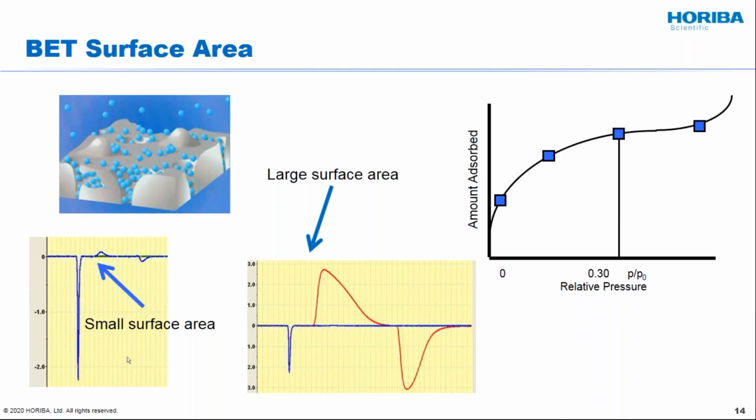At the bottom, you can see what's going to be happening. The first peak that you see is a peak that comes from the air that's present in your sample. But then the next peak, as you can see here, this is a small surface area material. What we're basically looking at is the area under the curve.